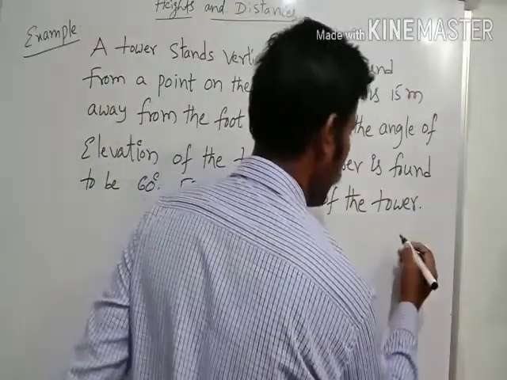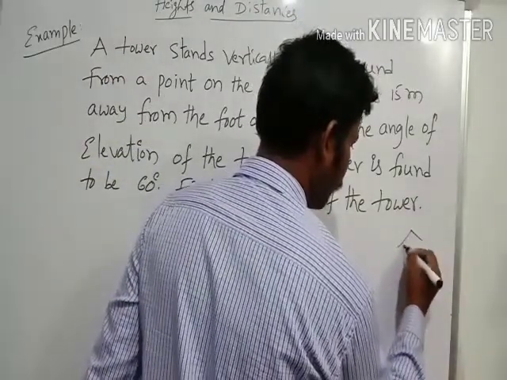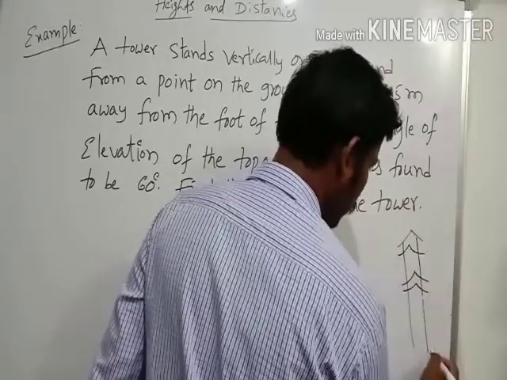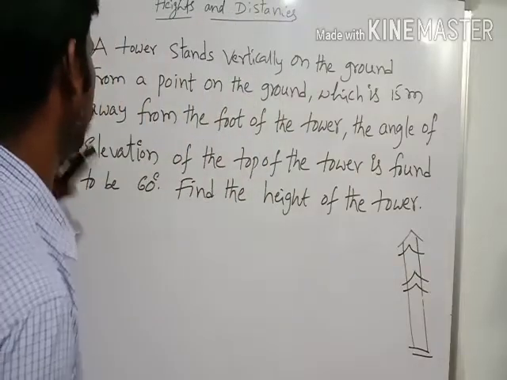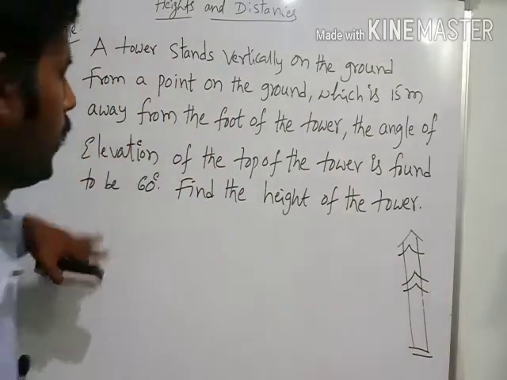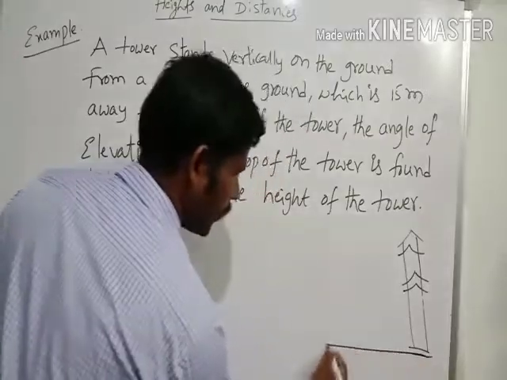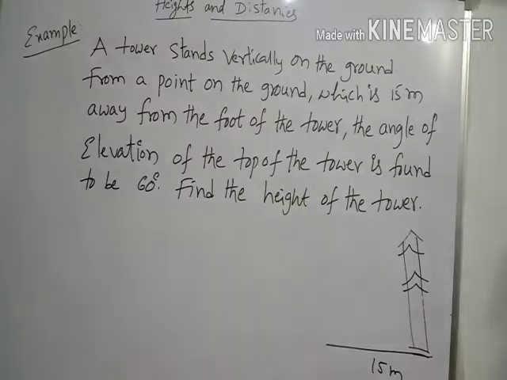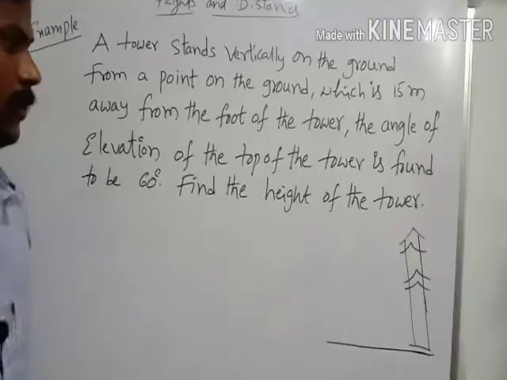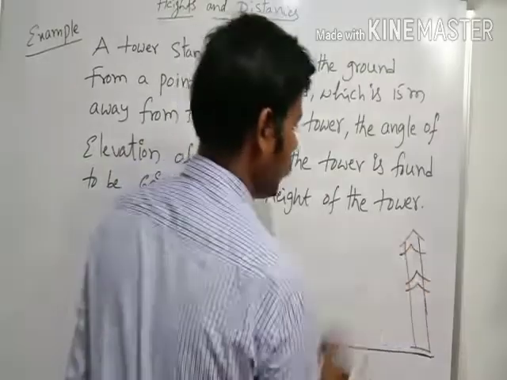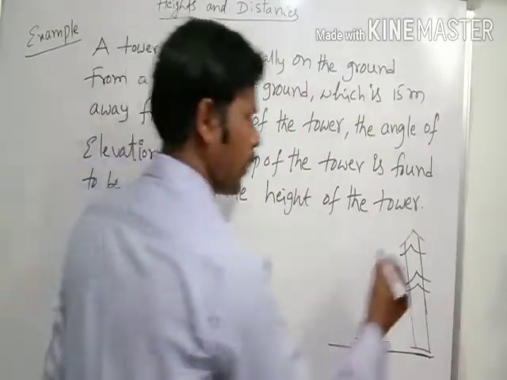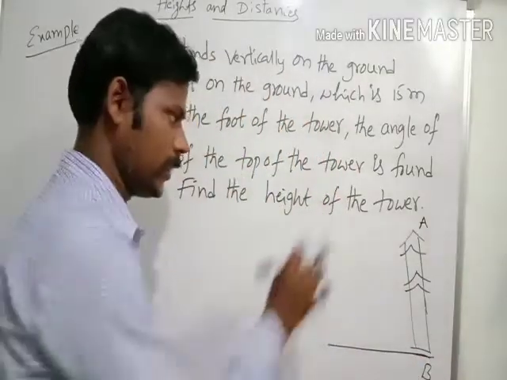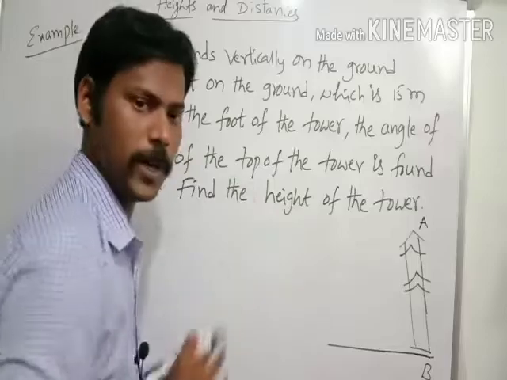So I will draw a picture here for you, children. So, a tower. Take one tower, children. Now see, where is the observer here? 15 meters away from the tower. So I will draw a tower picture here. Observe, children. For example, AB is one tower. We don't know the height of the tower. I just draw a picture, AB one tower.